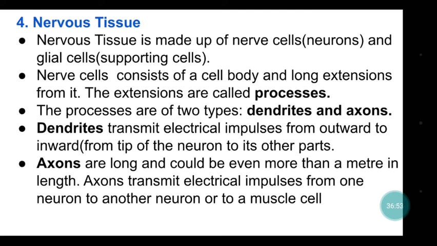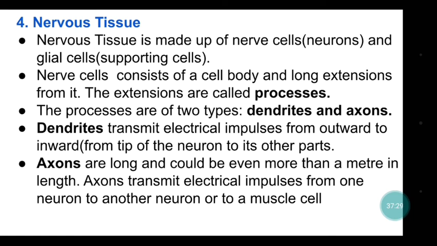Nerve cells consist of a cell body and long extensions from the cell body, and these extensions are called processes. The processes are of two types, dendrites and axons. Dendrites transmit electrical impulses from outward to inward, that is, from the tip of the neuron to its other parts. And axons are long and could be even more than a meter in length.